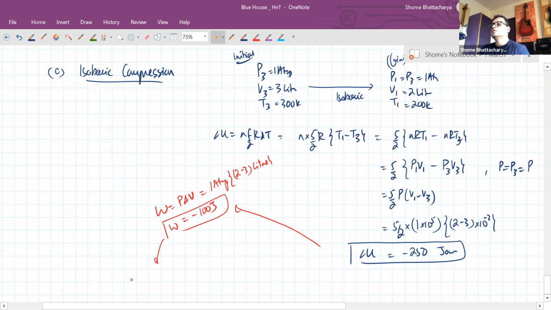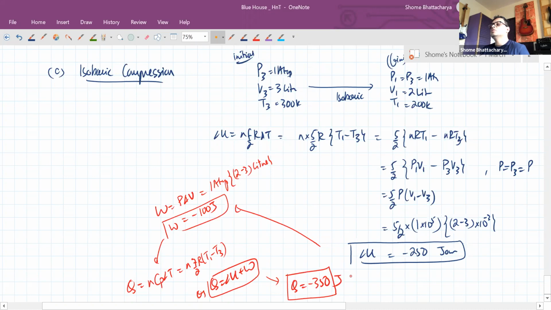And once you got this, now Q, we can either do nCp delta T, so n into 7 by 2 R, T1 minus T3, or we can simply say, okay, that Q is delta U plus W, because you've calculated two of these already. So Q is equal to minus 350 joules. So we don't need to separately do a calculation also. So these are the three values for our isobaric compression.